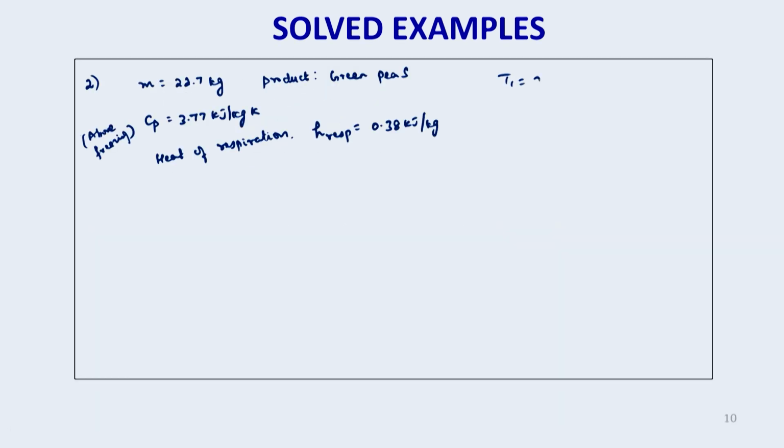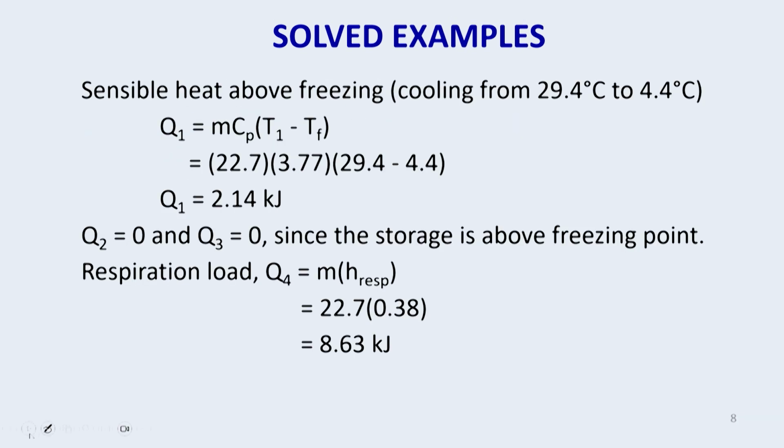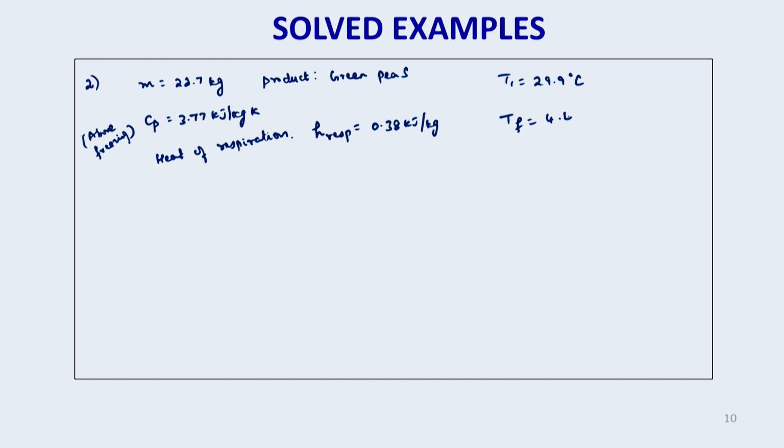So T1 is equal to 29.4 degrees centigrade, TF is equal to 4.4 degrees centigrade. Here the product is cooled up to 4.4 degrees centigrade, above the freezing point.